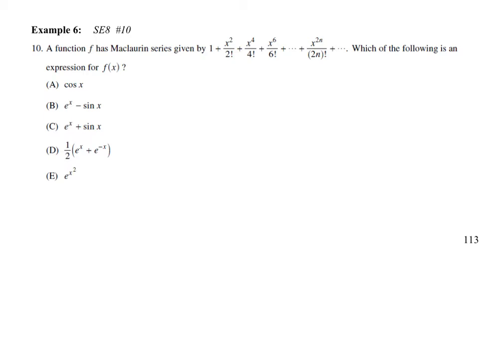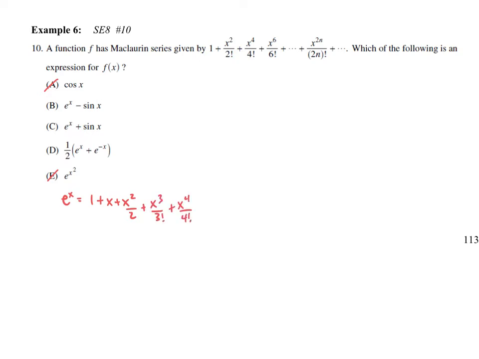Now, one of the things that is beneficial about memorizing those four is, for example, in this case, I can cross off letter A because I know that's not cosine of x. I know it's similar, but remember, cosine of x is an alternating series, and this one doesn't alternate. The other thing that I can cross off would be e to the x squared, because when we talked about this a little bit already, e to the x is 1 plus x plus x squared over 2 plus x cubed over 3 factorial and so on.